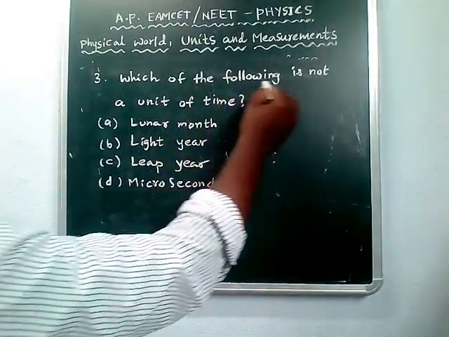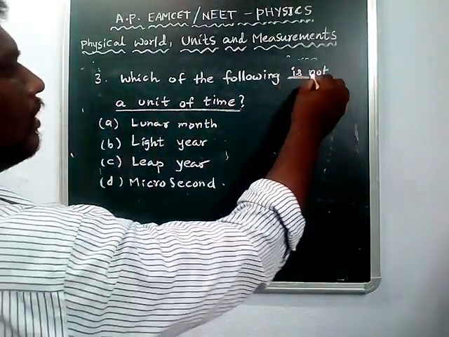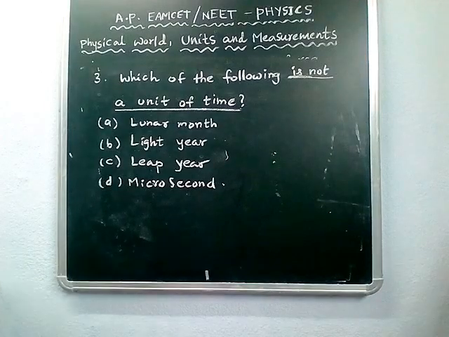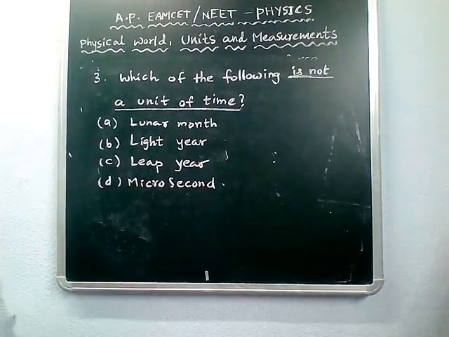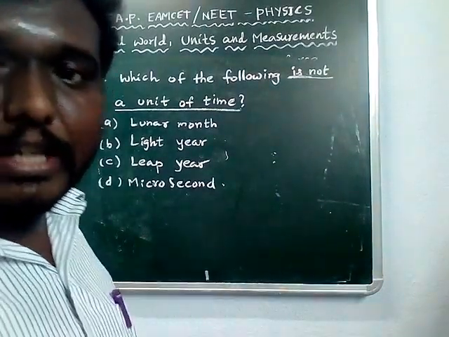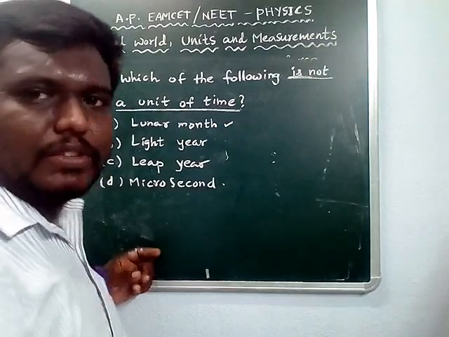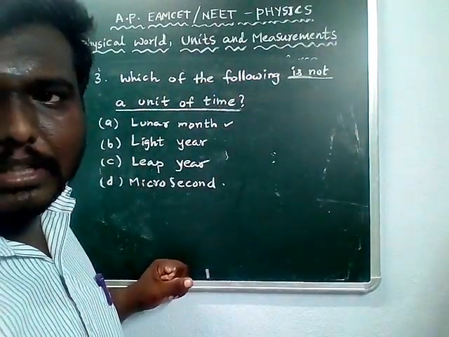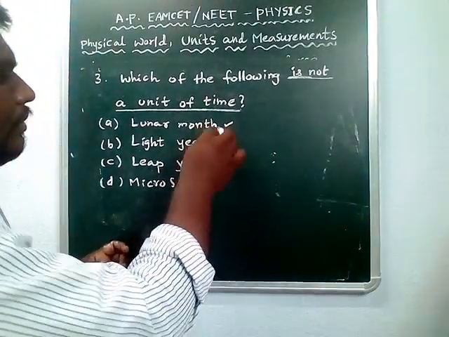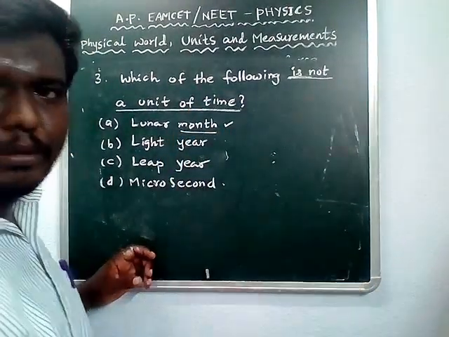So which one of the following is not a unit of time? Understand? Which one is not a unit of time here? Right. First of all, which one is a unit of time? You know that, right? So lunar month is a unit of time. It represents a particular time period. Understand? So it is a unit of time. Here, given that it is a month, clearly you can know that.